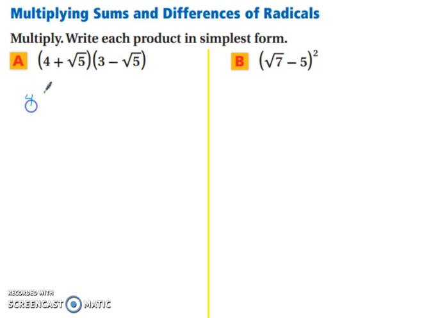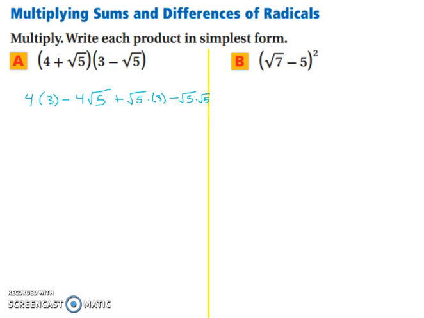So we have 4 times 3, and then we have minus 4 times the square root of 5, and now we have our second term here. We're going to distribute that one across. So we have plus the square root of 5 times 3, and then minus the square root of 5 times the square root of 5.